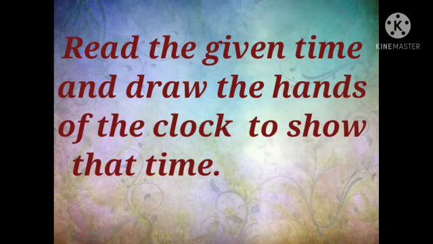Next one. The short hand is between 1 and 2, so we will take 1 hour, and the long hand is at 6. 5 6s are 30, so the time is 1 hour and 30 minutes. We can also say 30 minutes past 1. Read the given time and draw the hands of the clock to show that time.